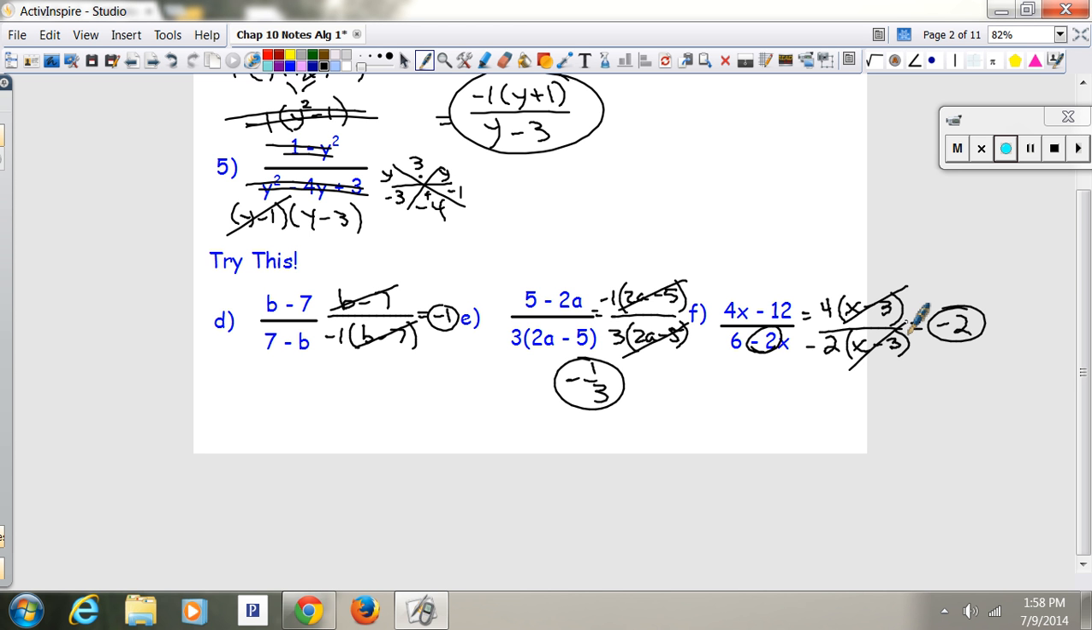So that's section 10.1. You're just simplifying, trying to make them as small as you possibly can. You can pause it if you need to catch up.